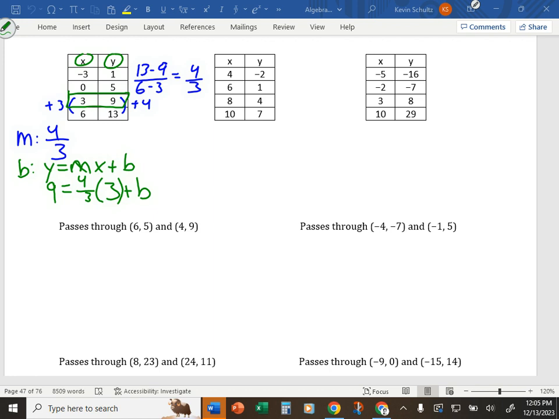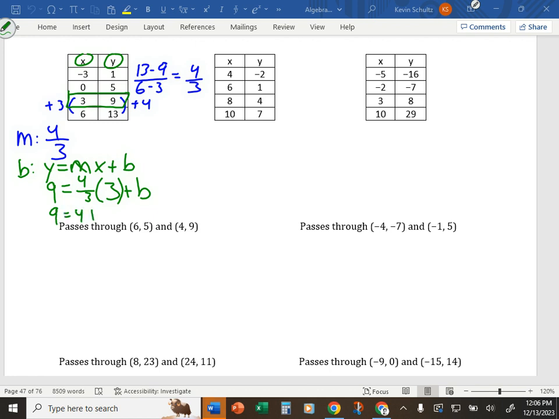Well, couldn't we use any ordered pair? Yes, you can. That's the beauty of it. It doesn't matter. You will get the same b every single time. I'll even prove it to you. What's 4/3 of 3, or 4/3 times 3? Not 6, not 8, not 12. It is 4.